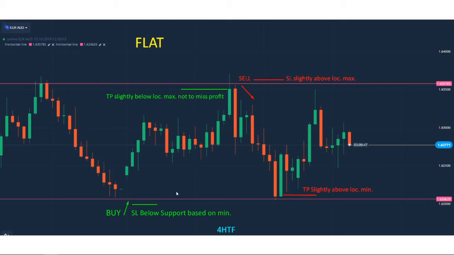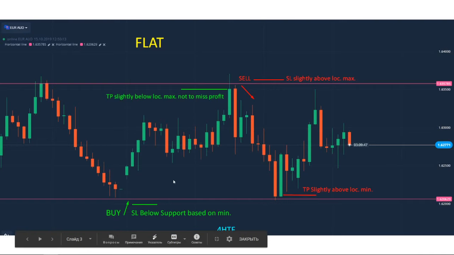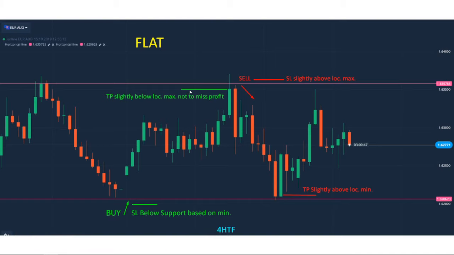We place our stop loss slightly below this horizontal level of support. And we set our take profit slightly below the level of resistance, so that we don't miss out on this profit as the price starts to move back down.